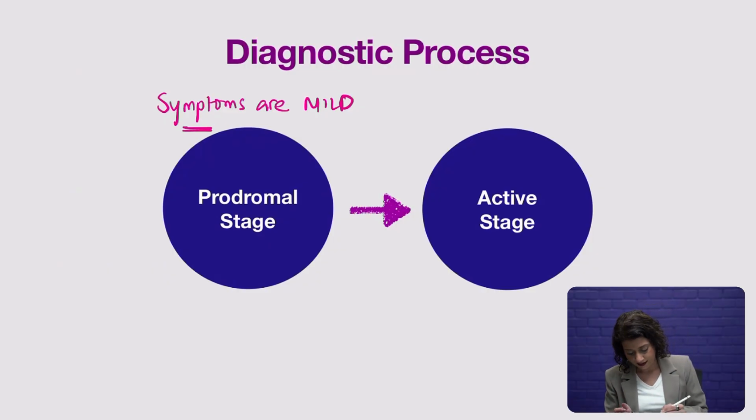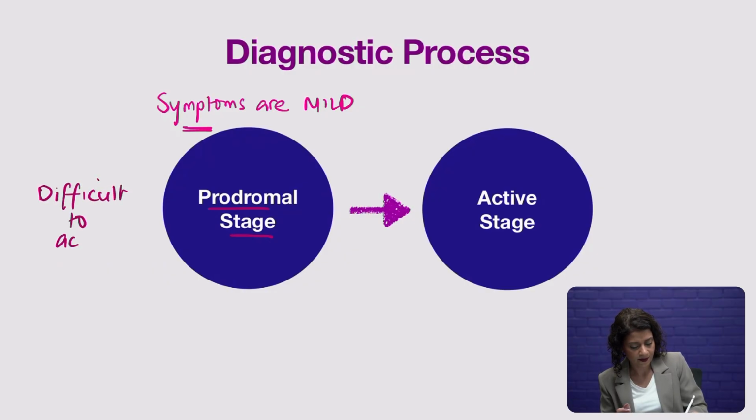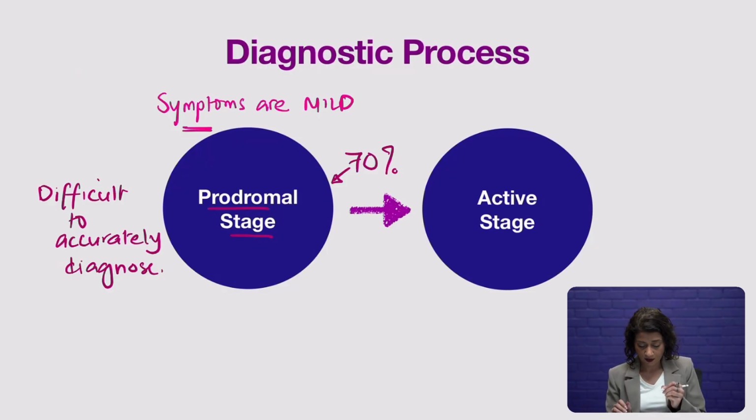But this stage is the prodromal stage, and it is difficult to accurately diagnose schizophrenia at this stage. But sadly, the other reality is that about 70% of the people who are in the prodromal stage will go on to develop what we call the active stage of schizophrenia, or full psychosis within schizophrenia.